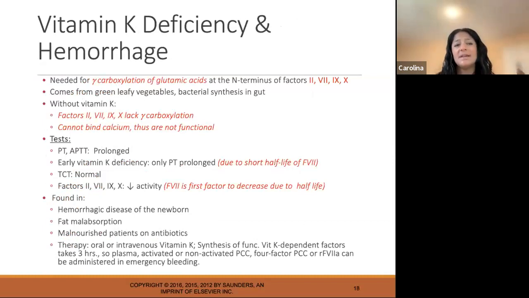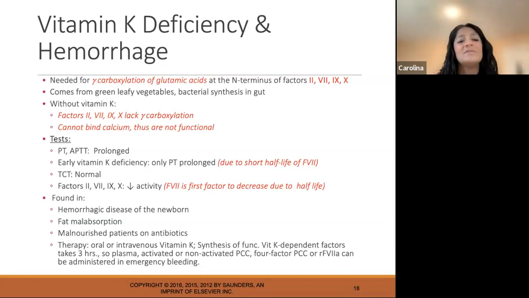Another acquired condition is vitamin K deficiency, right? And its relationship to bleeding. And so we know vitamin K is needed for the gamma carboxylation of glutamic acids at the N-terminus of factors 2, 7, 9, and 10. Vitamin K comes from green leafy vegetables. It also comes from the bacteria in the gut that make vitamin K. Without vitamin K, we have these factors that lack the gamma carboxylation. Therefore, they cannot bind to calcium and they are not functional.